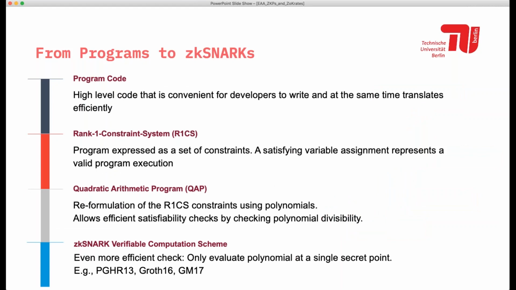So the abstractions we work with is that we have that high-level program code. That's what a developer writes. In the case of ZoKrates, it looks like Python a bit. And then this is translated into rank 1 constraint systems, a lower level representation that we didn't cover in detail, is also not that important here. And then this abstraction is proven using a ZK-SNARK verifiable computation scheme. And there are different schemes that have slightly different properties that all qualify as ZK-SNARK. So that can be PGHR13 or Groth16 or GM17. I don't think we need to go into details here. The tool really abstracts this away from you completely. You don't really need to think about that much.